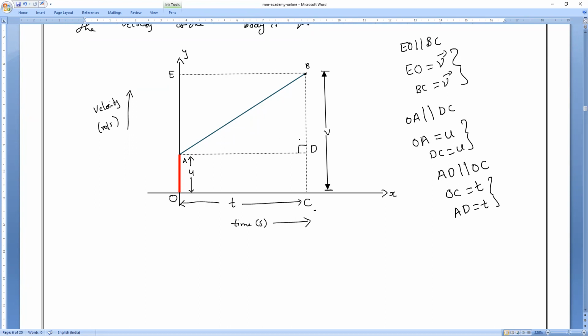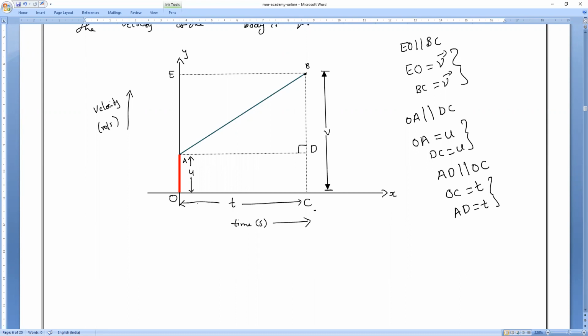One doubt, sir. Yes, ask. AD and EB are parallel, sir. Yes, AD and EB are also parallel, you can take it. Whatever it is, it is time only, correct, Mari? But we don't have any use of EB. That is why we are not taking it. Understand, Mari?